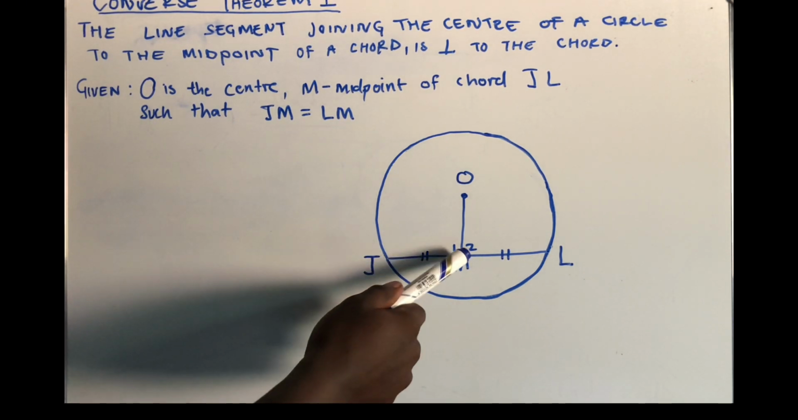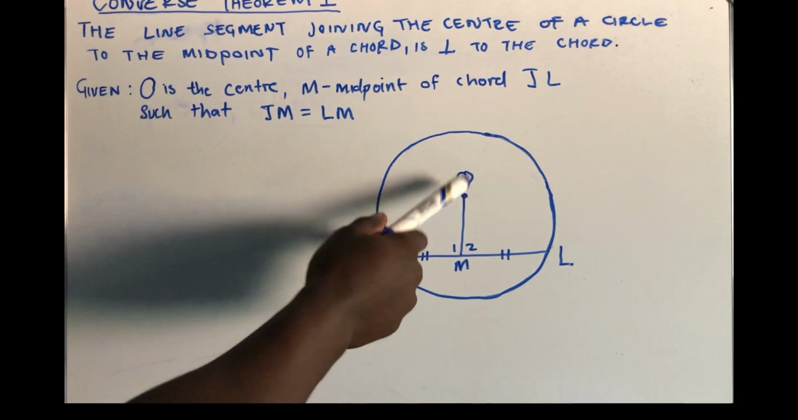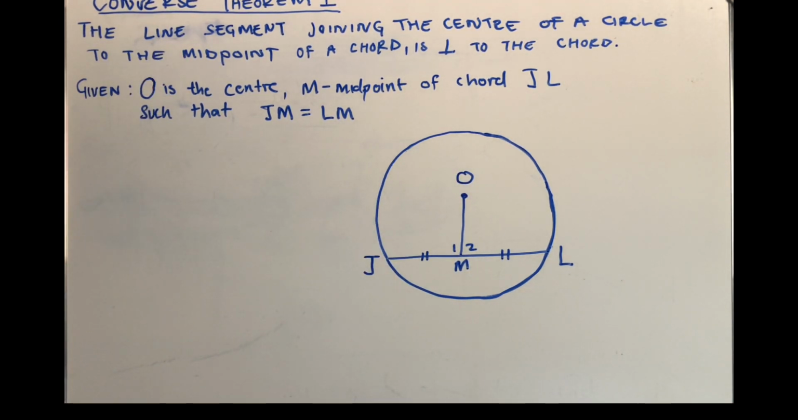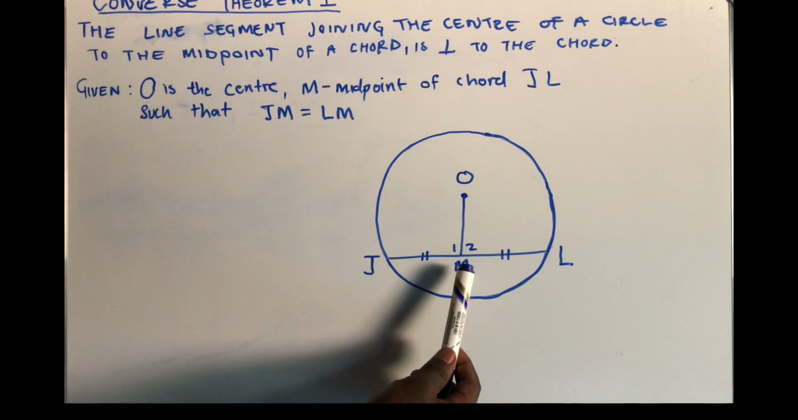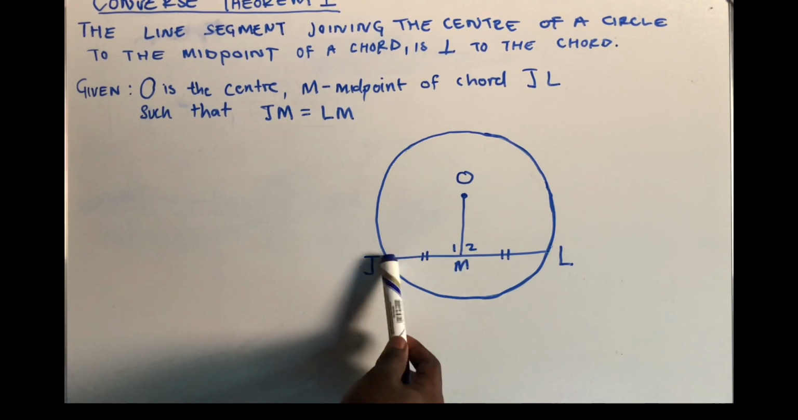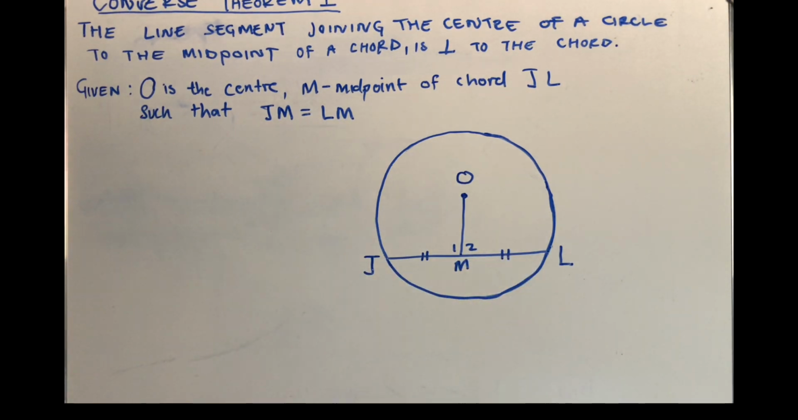If you draw a line from the midpoint of a chord to the center of a circle, that line is perpendicular to the chord. And now we are given that O is the center of the circle. We are given that M is the midpoint of the chord JL, and such that JM is equals to LM. So this is a midpoint. It splits this into two equal halves, because they are two.